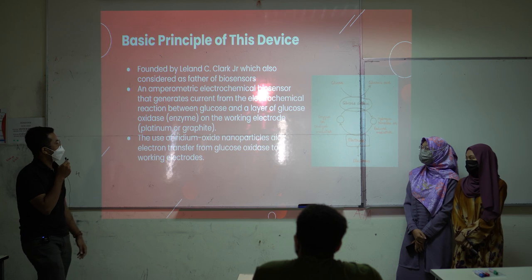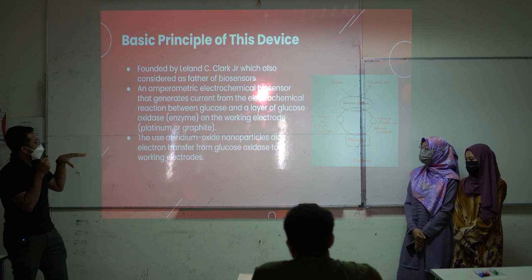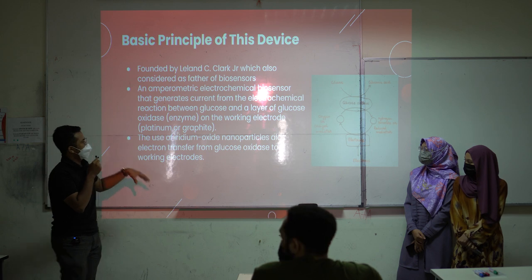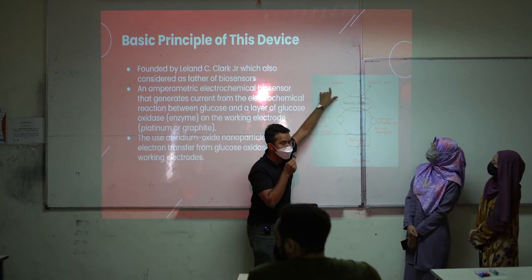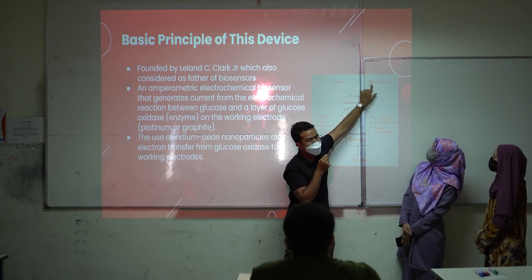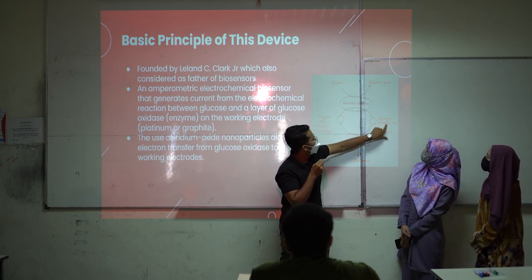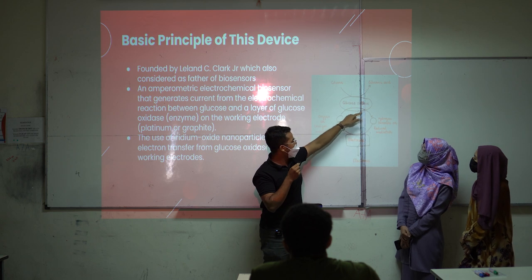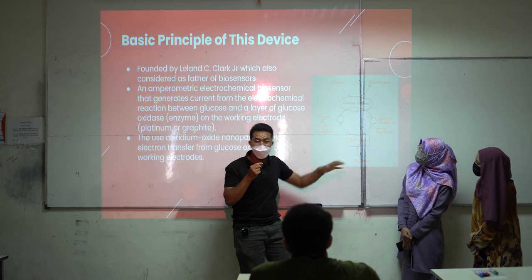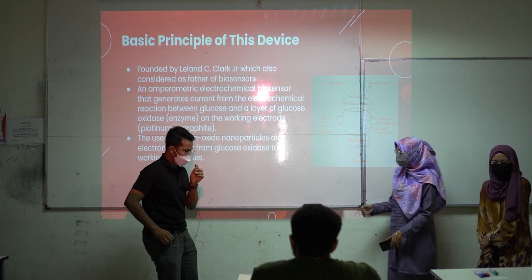Okay, so the use of iridium oxide in the glucose biosensor helps electron transfer from glucose oxidase to the working electrode, because when glucose meets the enzyme and produces gluconic acid, the gluconic acid produces electrons. The electrons help the redox reaction here, which is then detected by the electrode, and then the result is found. Okay, so that's the basic. Without any further ado, I will pass to Iman Jamil to explain the detail.